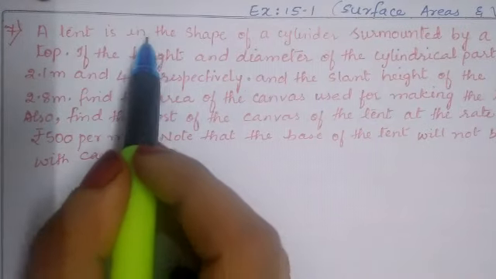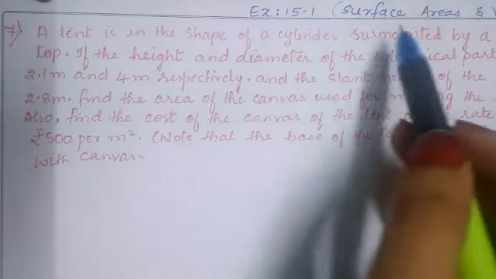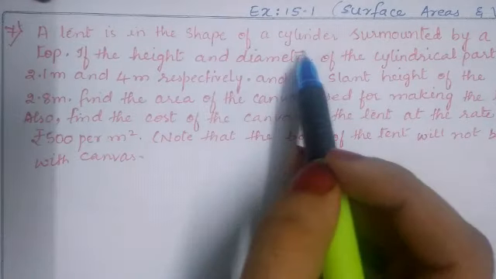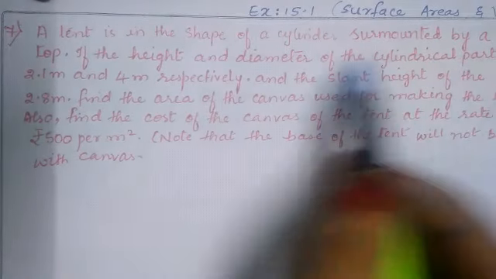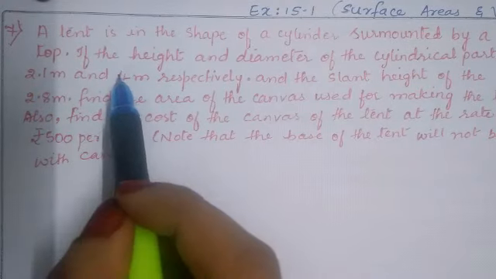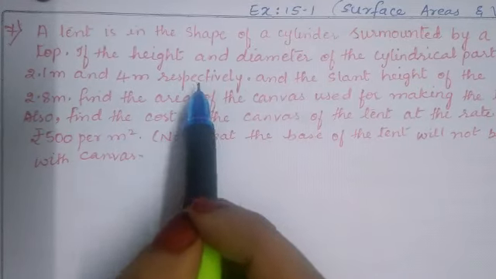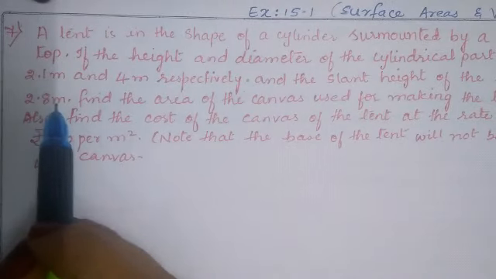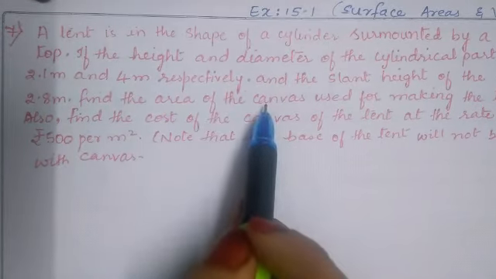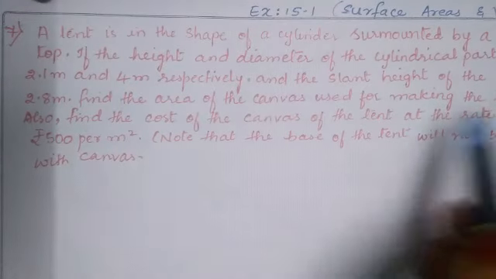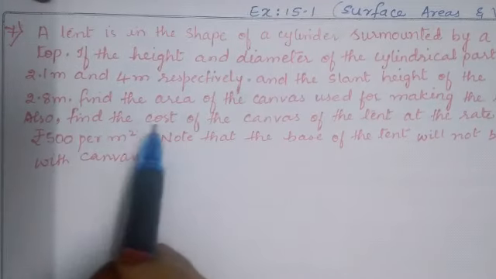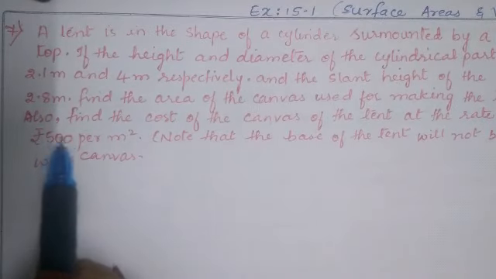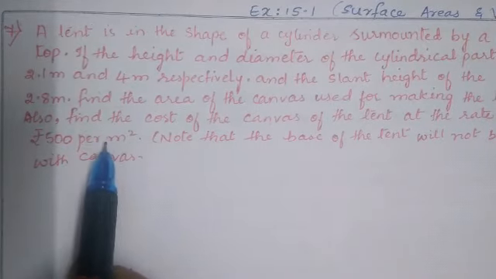A tent is in the shape of a cylinder surmounted by a conical top. If the height and diameter of the cylindrical part are 2.1 meter and 4 meter respectively, and the slant height of the top is 2.8 meter, find the area of the canvas used for making the tent. Also, find the cost of the canvas of the tent at the rate of rupees 500 per meter square.